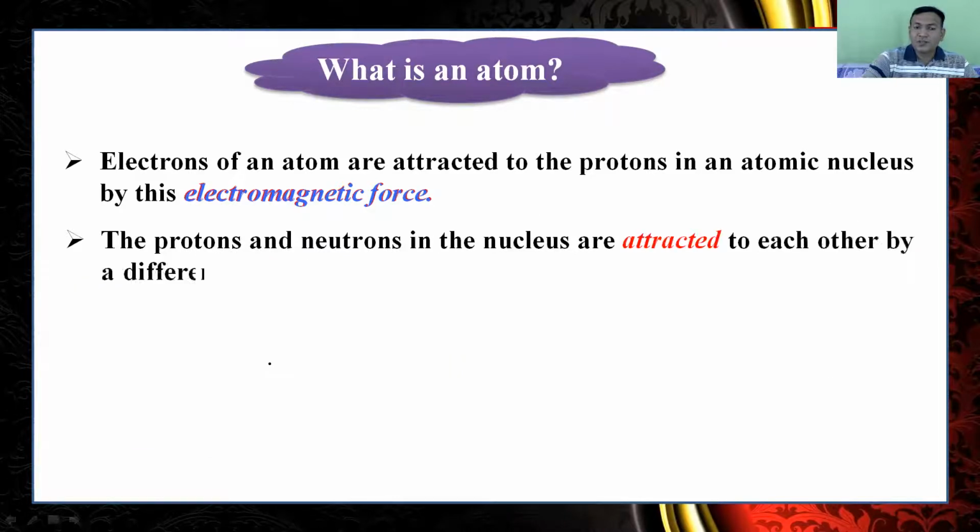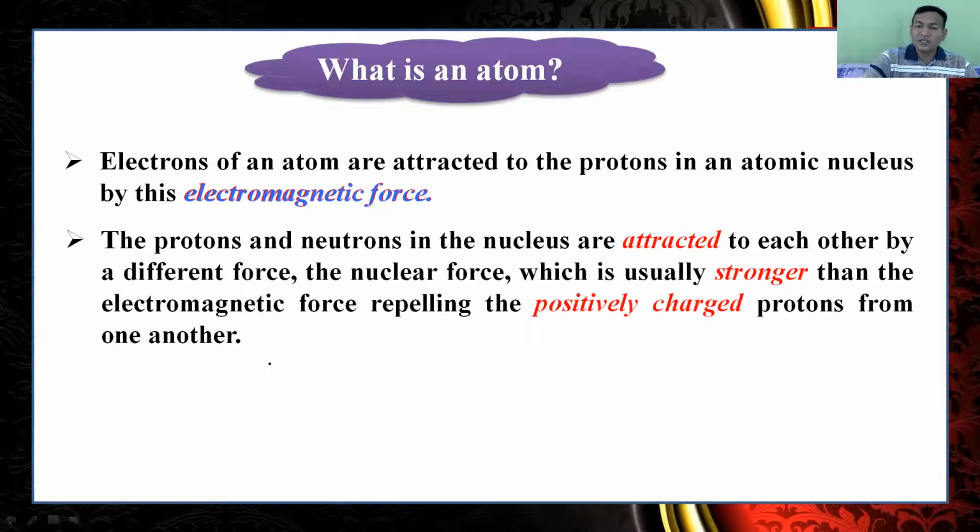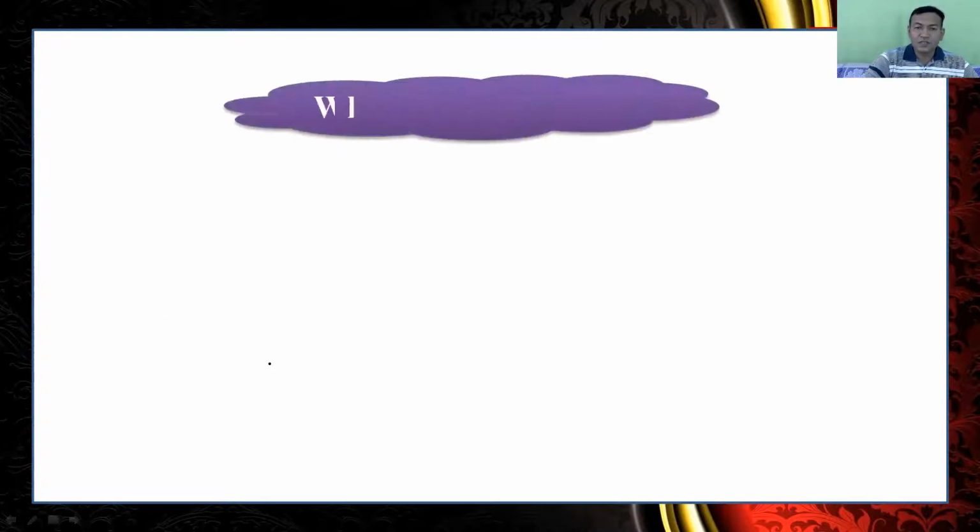The protons and neutrons in the nucleus are attracted to each other by a different force, the nuclear force, which is usually stronger than the electromagnetic force, repelling the positively charged protons from one another. So now we have discussed the two forces. One is electromagnetic force, another is nuclear force. And nuclear force is usually stronger than the electromagnetic force. Now we'll move to the molecule.